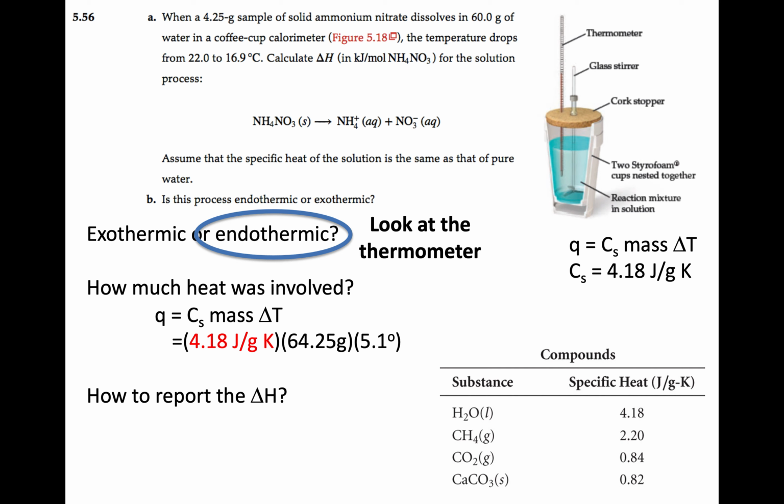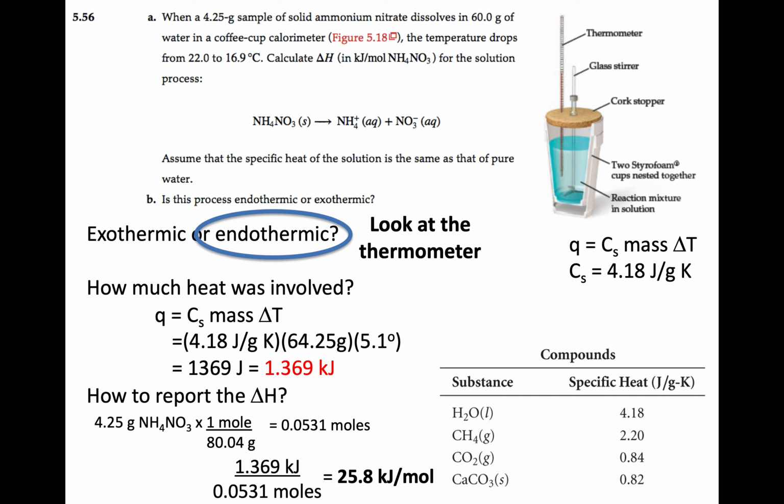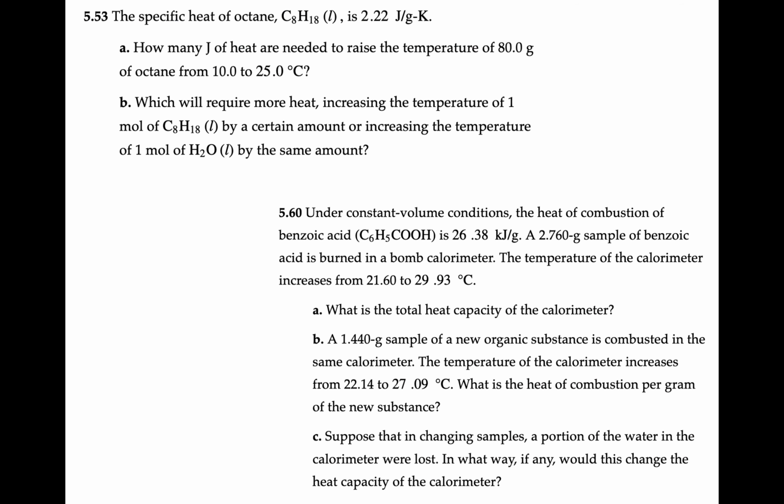The heat that was involved, I need to use the specific heat. It says to use the specific heat of water. The mass that is involved is the total mass of the solution, both the water and the sample that dissolved in it, and I have a temperature change. That'll tell me the amount of heat that was involved. And then I'm reporting it in kilojoules per mole of the ammonium nitrate. So let's figure out how many kilojoules per mole that corresponds to. And this would have a positive sign because it's an endothermic process. How do I know that? Again, I looked at the thermometer. Here's a few scenarios if you want to give calorimetry questions a try.